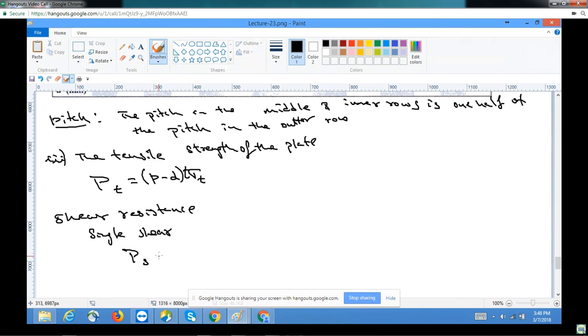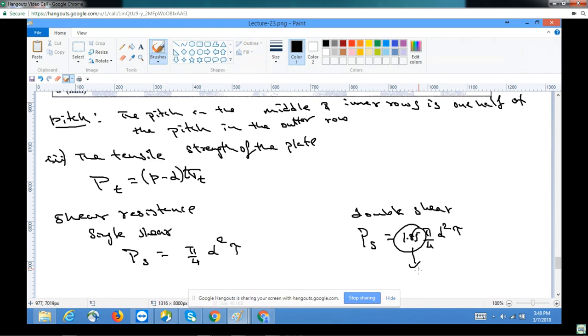The PS is equal to pi by 4 d square tau for single shear. If you have multiple rivets, you just multiply with the number of rivets. But when it comes to double shear, PS is equal to pi by 4 d square tau times 1.85. This is not, give less factor, that is 1.875. So this is kind of the thing.